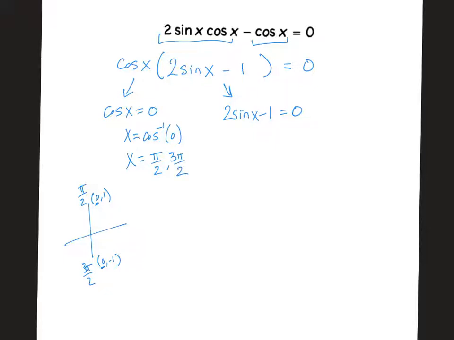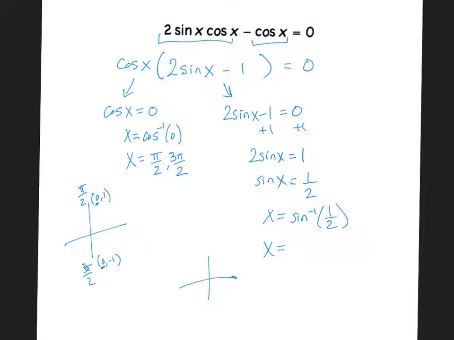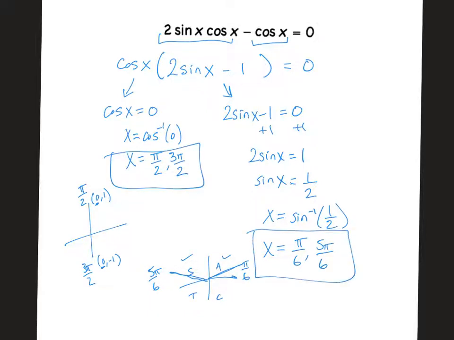but there's going to be more because I have to solve over here as well. So here I'm going to add 1, and I'll get 2 sine x equals 1, and then I can divide by 2. So sine x will equal 1/2, and then I will take the inverse sine of 1/2, and now I need to think, where do I get a 1/2 in the sine spot? And this is positive sine, so we're going to be in the first and second quadrants, and we get a 1/2 in the sine spot at pi over 6, and over here at 5 pi over 6. So we have 4 solutions, those two and these two.